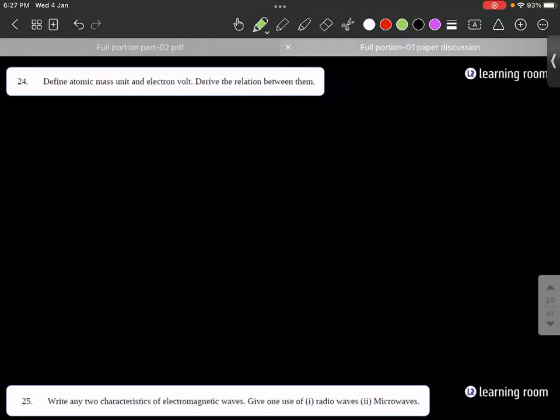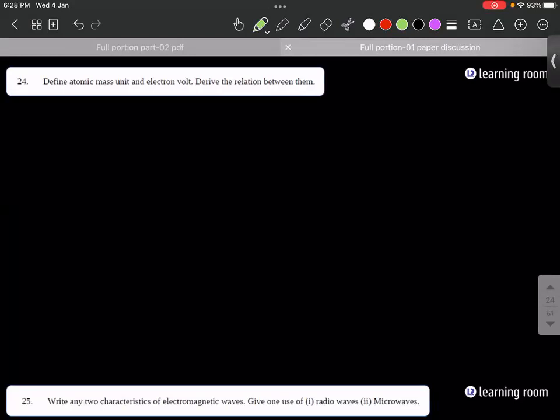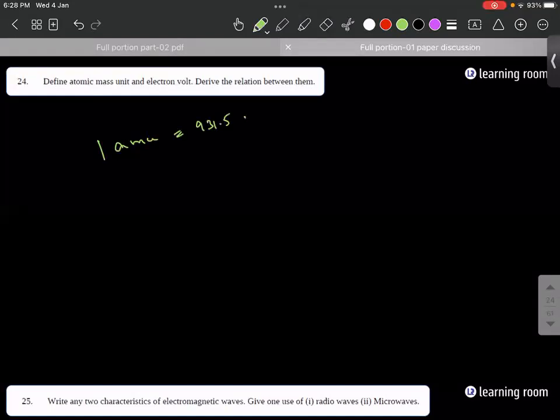Define atomic mass unit. So atomic mass unit, you have been learning from your 9th standard. So it's the mass of 1/12 of a carbon 12 atom. Right. Then what is an electron volt? Electron volt is the amount of energy gained by an electron when it is accelerated through a potential difference of 1 volt. Right. Now what is the relation between them? An atomic mass unit is equal to 931.5 mega electron volt. 1 AMU is equal to 931.5 mega electron volt.